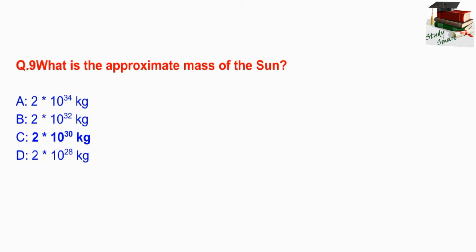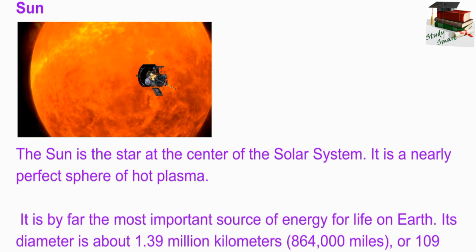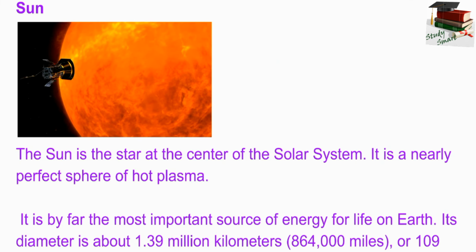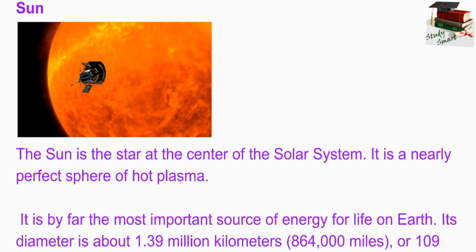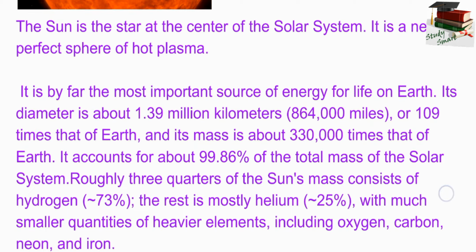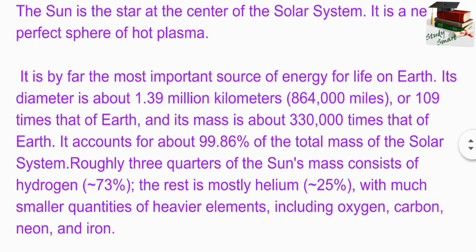Next question, what is the approximate mass of the Sun? The right answer, 2 into 10 power 30 kg. Now see about the Sun. The Sun is the star at the center of the solar system. It is a nearly perfect sphere. It is the most important source of energy for life on Earth. Its diameter is about 1.39 million kilometers.